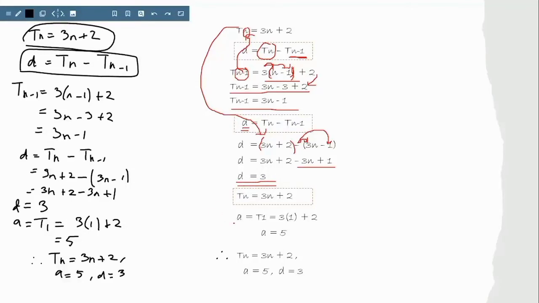Now we move on to find the value of A. The value of A is equal to the first term. So we substitute the value of 1 into n, and we get A equal to 5. As we are done with this question, we conclude: Tn equals 3n plus 2, A equals 5, and D equals 3.